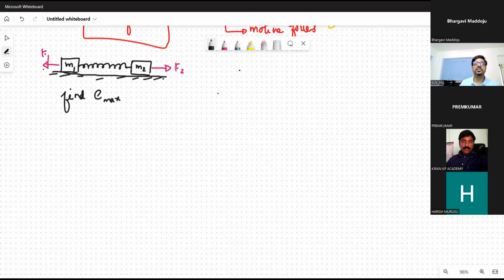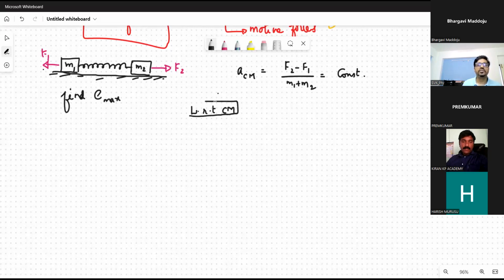First, you find the acceleration of center of mass. Let us calculate. That's going to be F2 minus F1, whole divided by M1 plus M2. I'm assuming F2 is bigger than F1. This is the acceleration of center of mass, which is a constant. So I want to solve it with respect to center of mass.